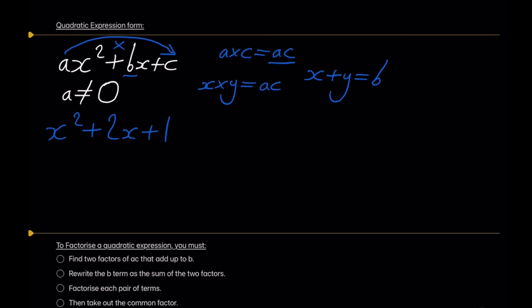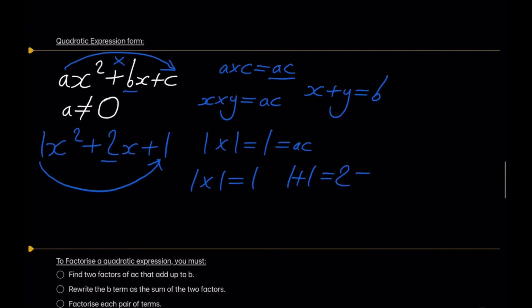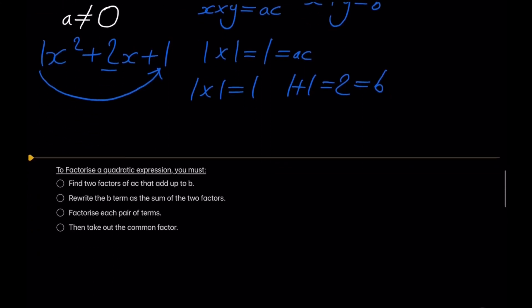Okay, so here we've got x squared plus 2x plus 1. Now, we've got a 1 there. 1 times 1 is 1, and that, if you'd like, is AC. So what two numbers multiply to make 1, and when you add them, give us 2? Well, two numbers which do this are, again, 1 and 1, which multiply to give 1, and 1 plus 1 is 2, which is B.